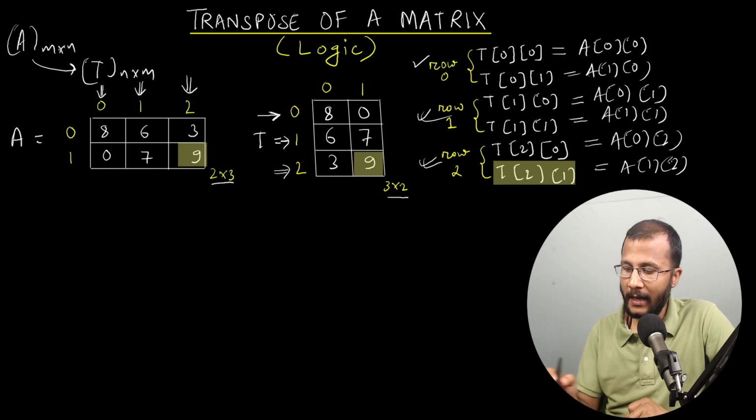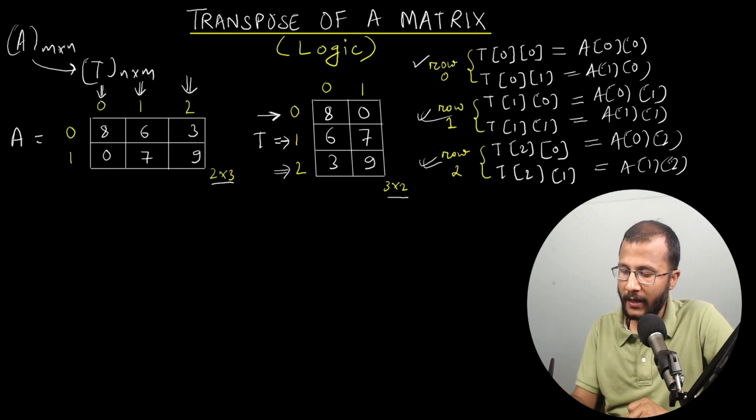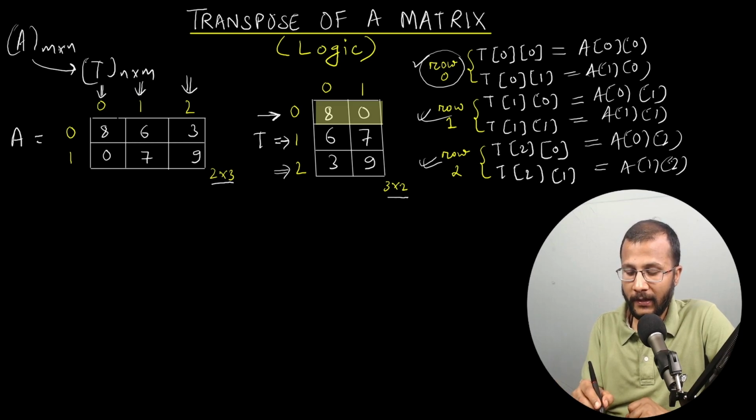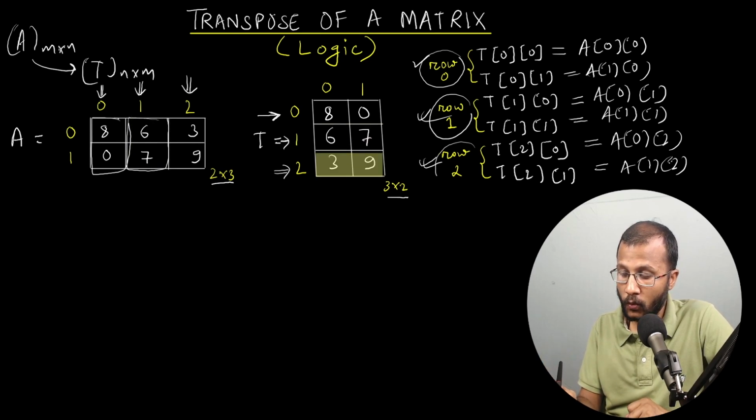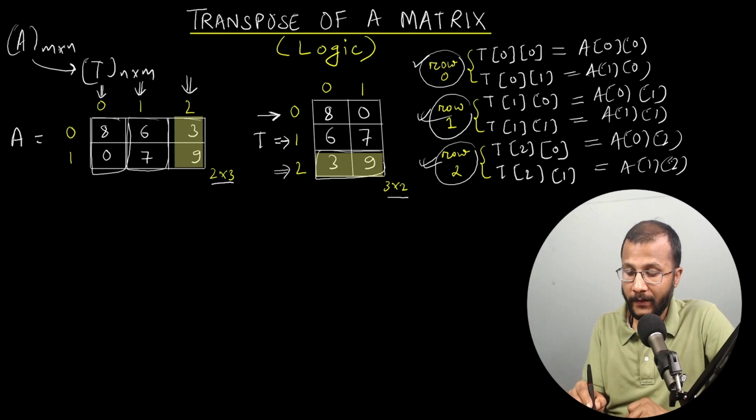So what I'm doing is copying it row by row. First, I go to row 0 of the transpose matrix and copy the entire first column's values in that row. Then I go to row 1 of the transpose matrix, where I copy these two values, 6 and 7. Then I move on to row 2 and copy the values.